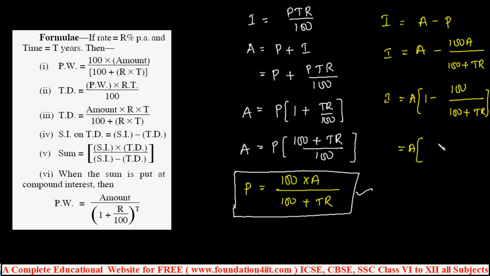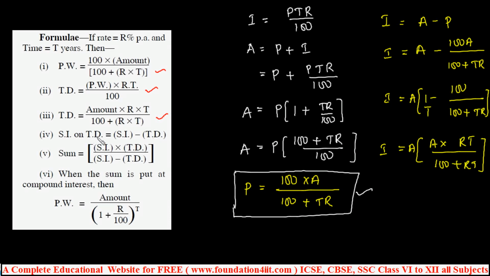Simplify. So A is equal to, if we simplify this, do the LCM and cross multiplication, you'll get A into r into t by 100 plus r into t, that is equal to I. Amount into, just do the LCM, 100 minus 100 cancels, by 100 into tr. Same we got, right? Second one, true discount is equal to present worth into r into t by 100, or true discount is equal to amount into r into t by 100 plus r into t. Whatever it is, these three formulas you remember.